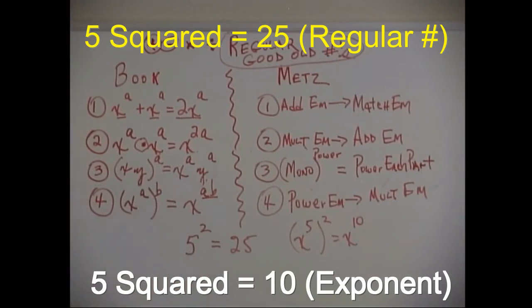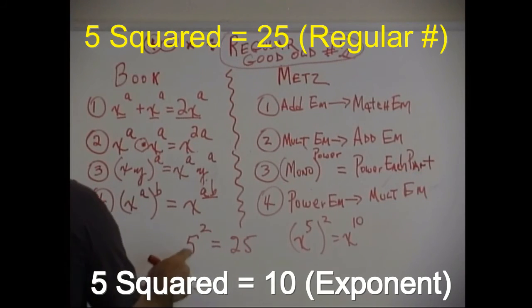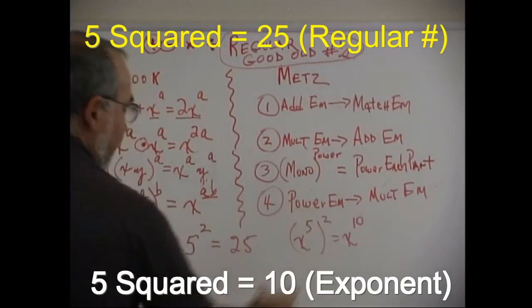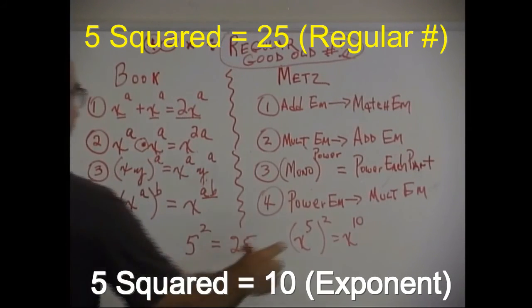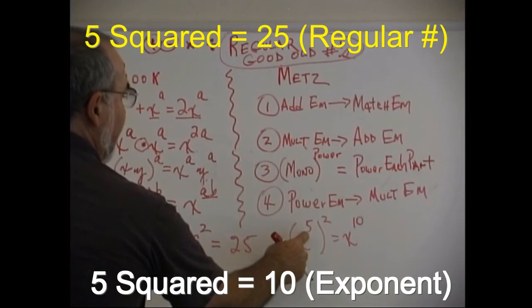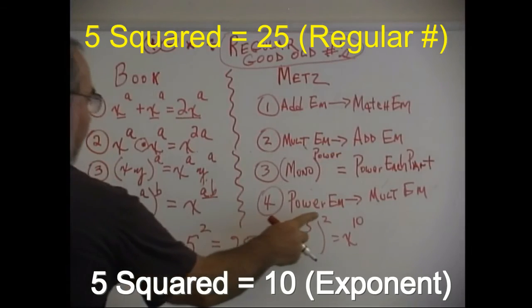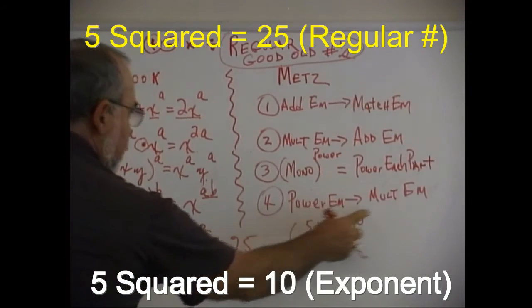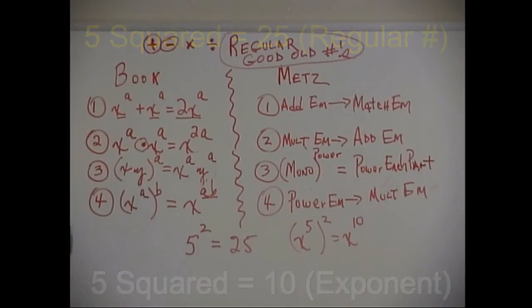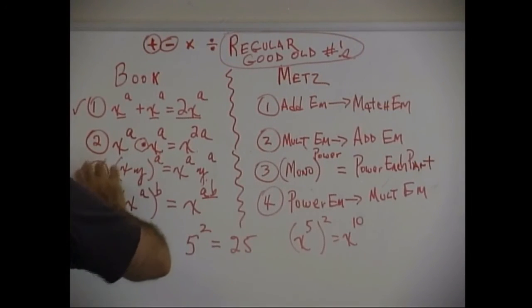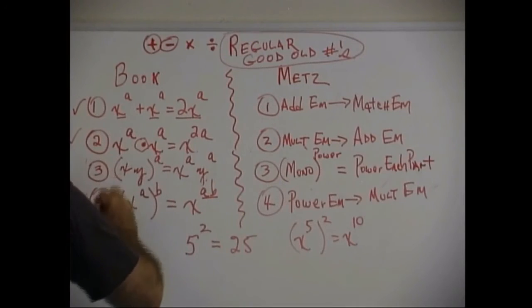So in this case here, notice how easy it is to be confused. Sometimes 5 squared is 25, sometimes 5 squared is 10. When will 5 squared be 10? When 5 is an exponent and I'm raising it to a 2 power. To raise a power to a power, you multiply. That's our key 3 rules here, what are rule 1, 2, and 4.